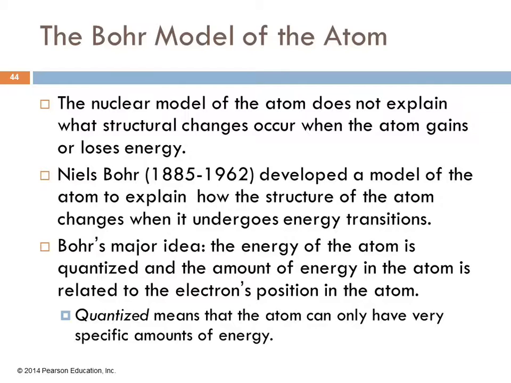So in Bohr's model, the energy of the atom is quantized, meaning the atom can have X amount of energy or it can have Y amount of energy, but it can't have an energy that's in between. The amount of energy in the atom is related to the position of the electrons in that atom. So quantized means that the atom can only have very specific amounts of energy.